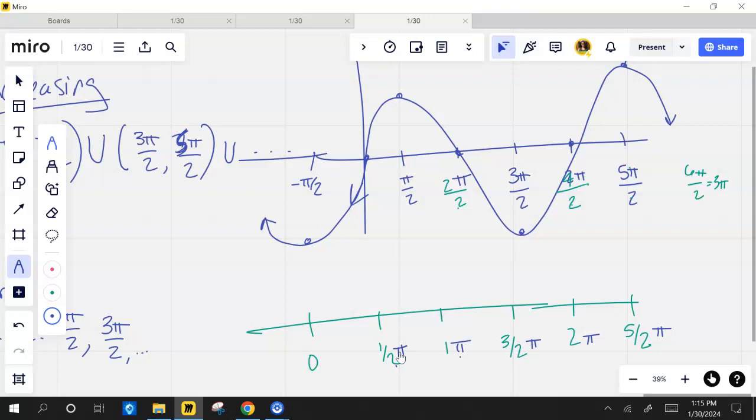So this one's always continuous. Discontinuities happen. We're looking for holes or jumps or asymptotes. Jump. It jumps every integer. Yes. All right, so decreasing.